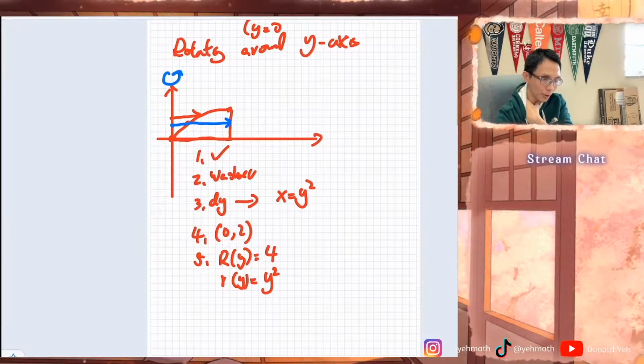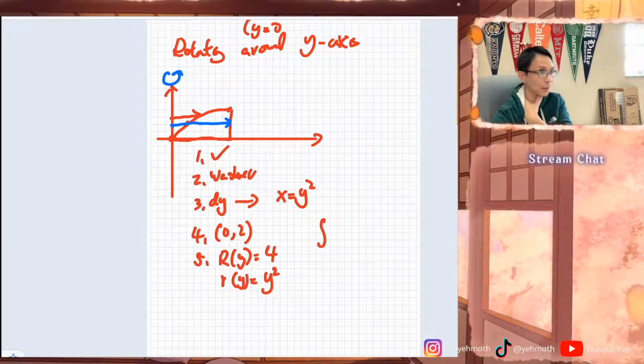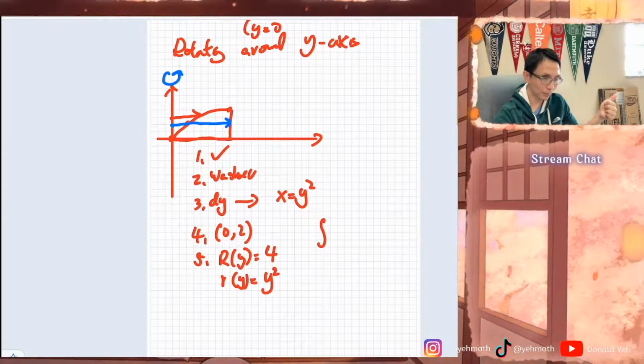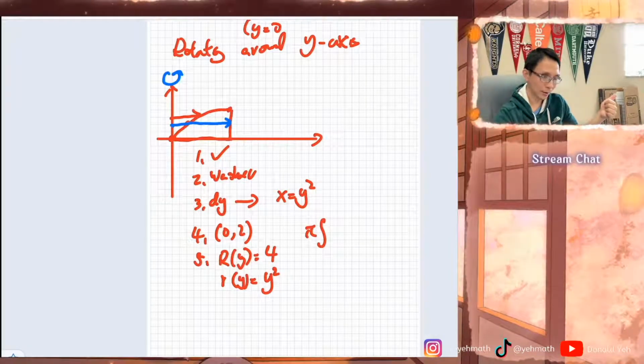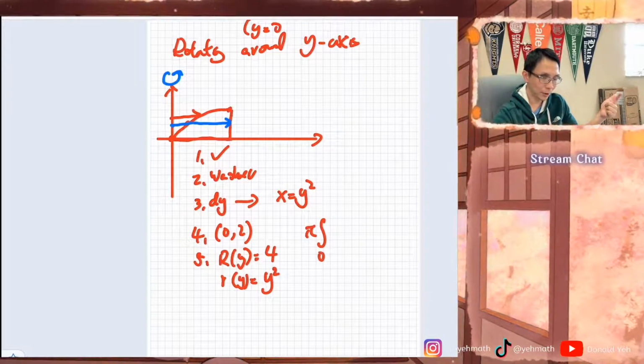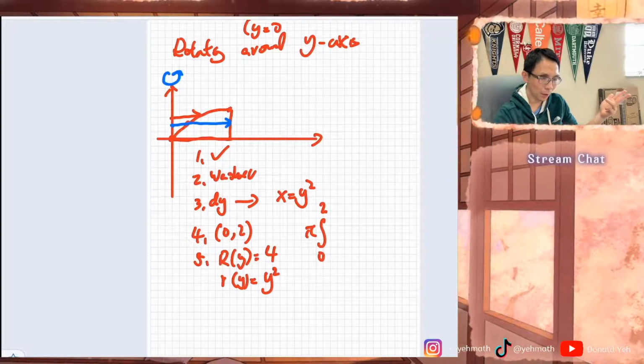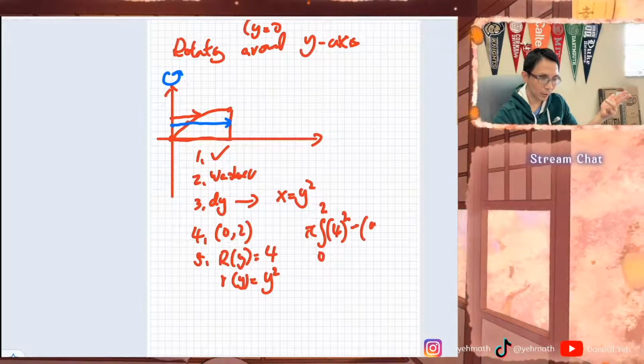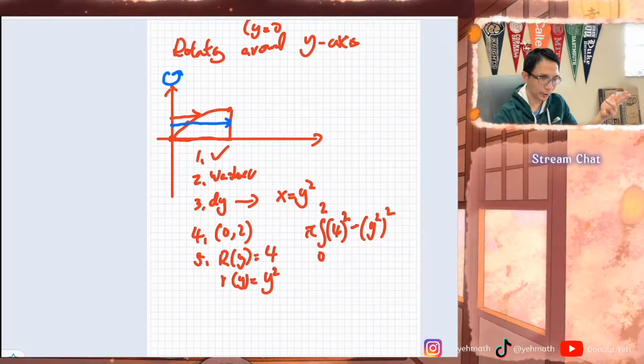So now we're going to just build a function. When we build the function, don't forget what? Pi, parentheses, and boundary. The boundary is 0 to 2. And the big R is 4. Don't forget 4 squared minus y squared squared, dy.